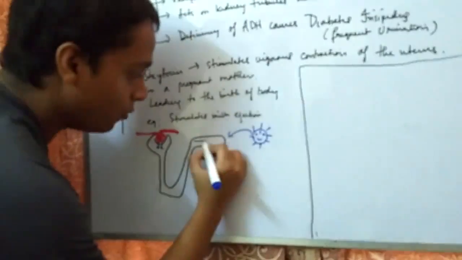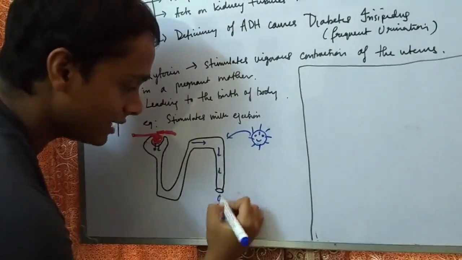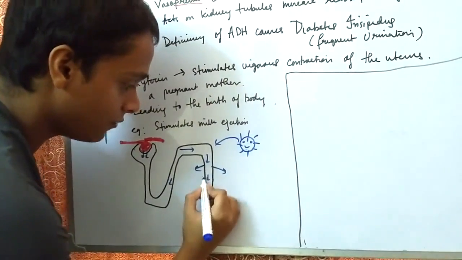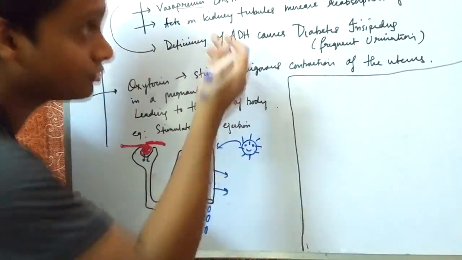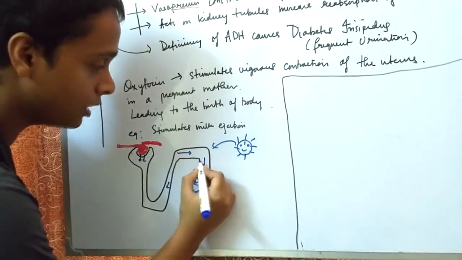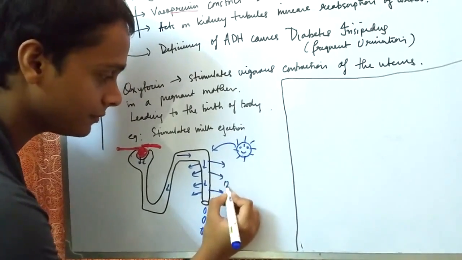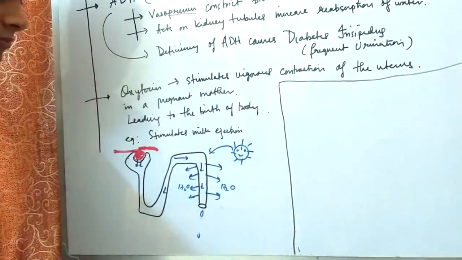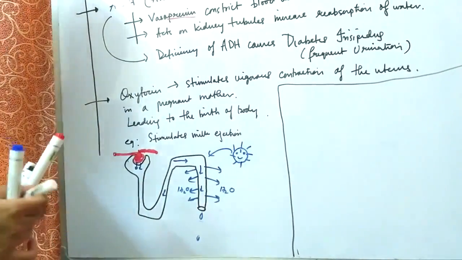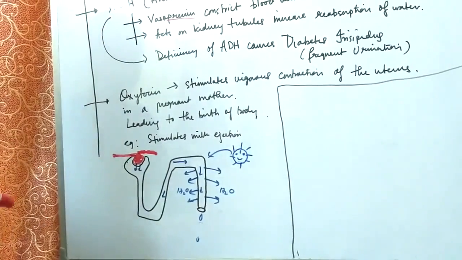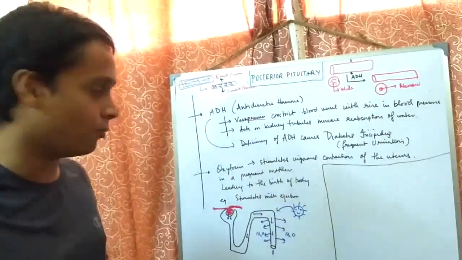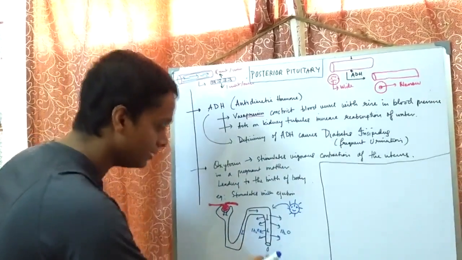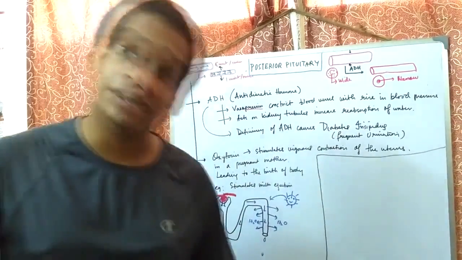The water that was leaking out, going like this, is now being reabsorbed from the collecting tubules and from different places of the kidney tubules. H2O is being reabsorbed, so the amount of urine is decreased. It is given back to the body. Water is being absorbed, given back to the body, and less urine is being excreted.